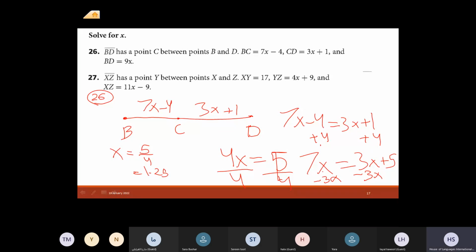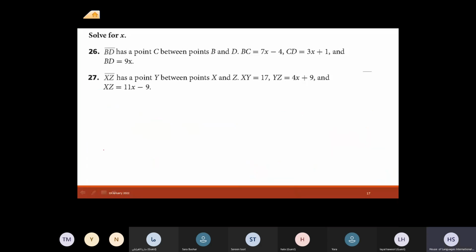No, just a minute. I want to repeat it. I didn't understand. Just a minute. Now, BD has a point C. And this is B, this is D, and there's a point C in the middle. BC is 7x minus 4. CD is 3x plus 1.